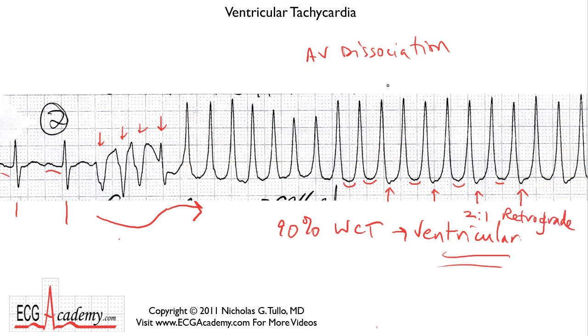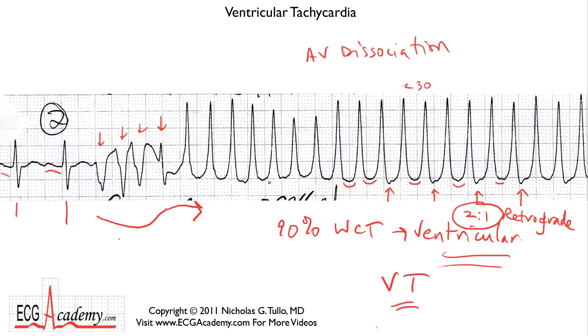So the ventricular rate here is 230, but the AV node is capable of conducting the impulses backwards at a rate of about 115. So what you have is a ventricular rate that's twice as fast as the atrial rate, and there is an association between the two, but it's 2-to-1. By definition, this is AV dissociation because the ventricular rate is faster than the atrial rate, and this allows you to make the diagnosis of ventricular tachycardia.